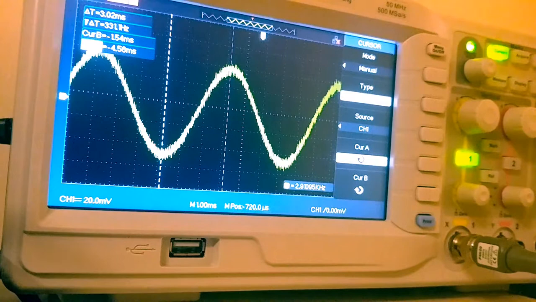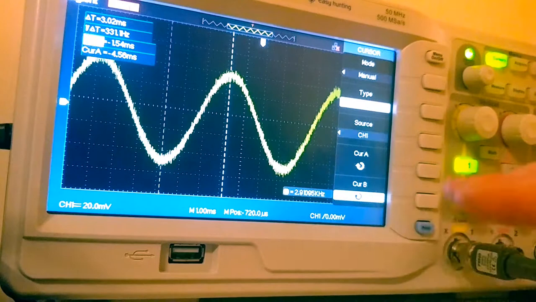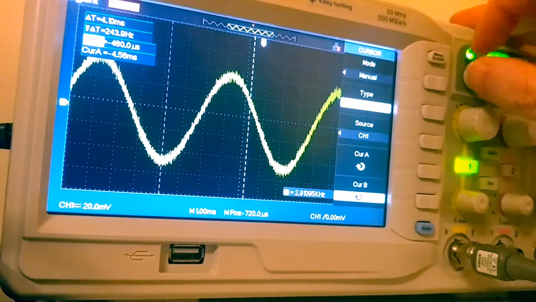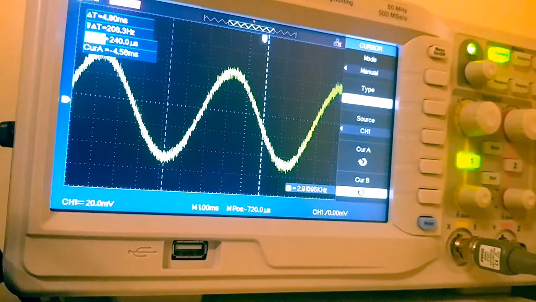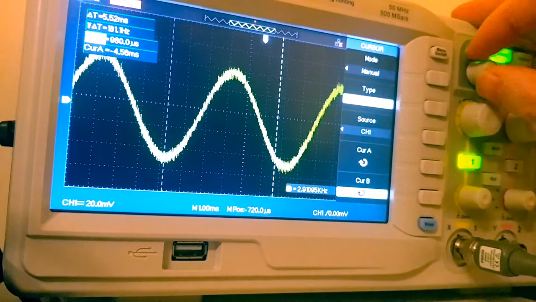Okay. Now I'm going to take my second cursor, and I'm going to move it to the end of the negative slope of this waveform. Now, what was my frequency again for the letter E? Was it 164.81? All right.